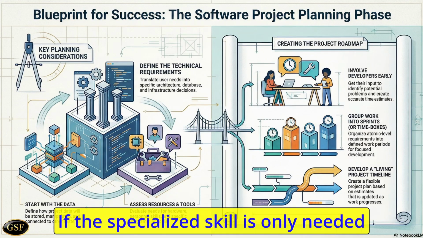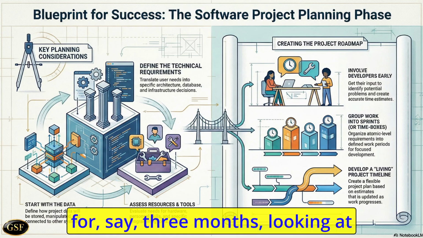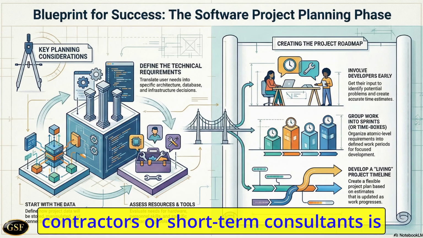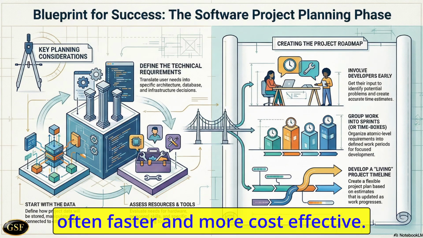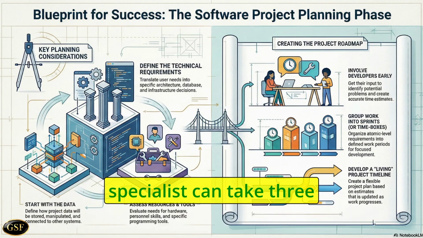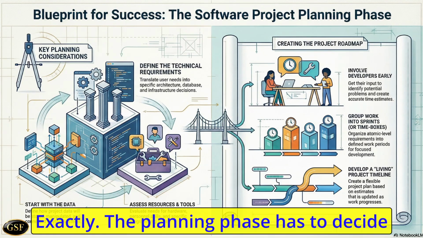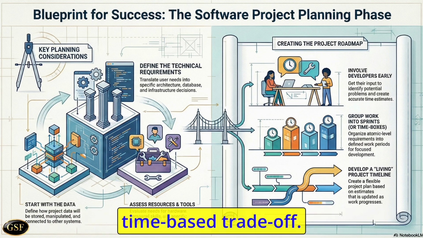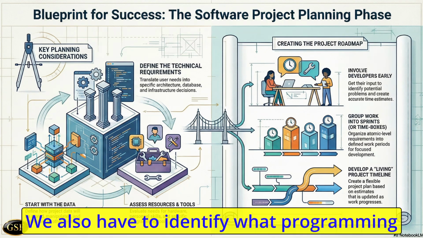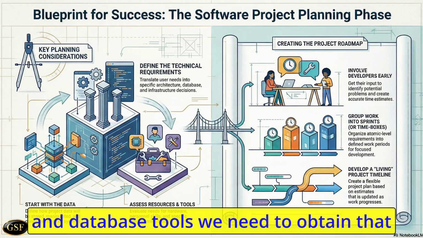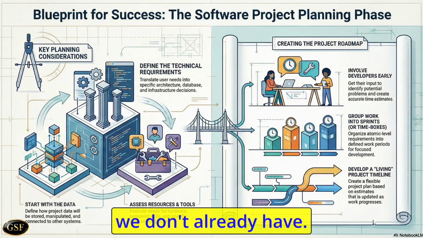If the specialized skill is only needed for, say, 3 months, looking at contractors or short-term consultants is often faster and more cost-effective. Right, because hiring a full-time specialist can take 3 months just in recruitment. Exactly. The planning phase has to decide on that financial and time-based trade-off. We also have to identify what programming and database tools we need to obtain that we don't already have.